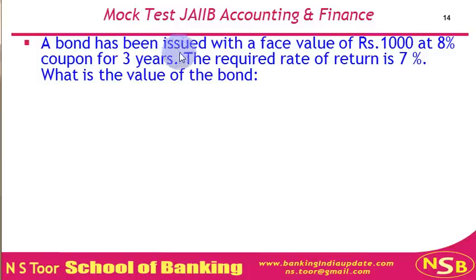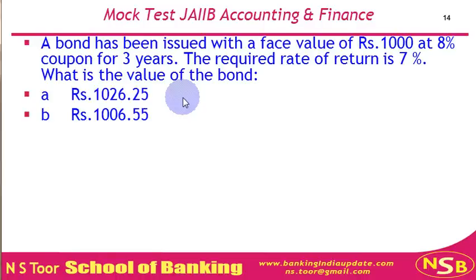A bond has been issued with a face value of rupees 1000 at 8% coupon for 3 years. The required rate of return is 7%. What is the value of the bond? Here in this case, we have to calculate the value of the bond. And here we have the options.